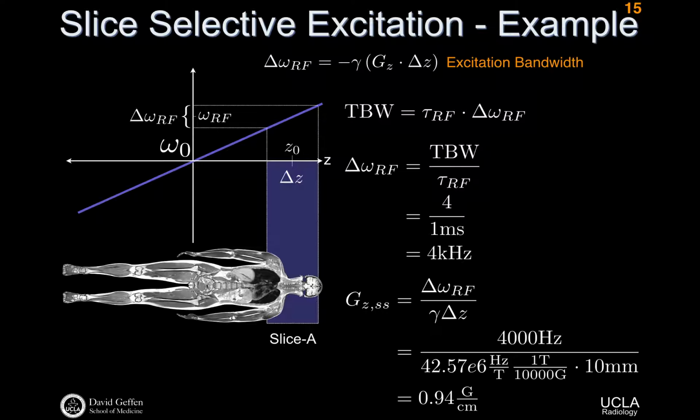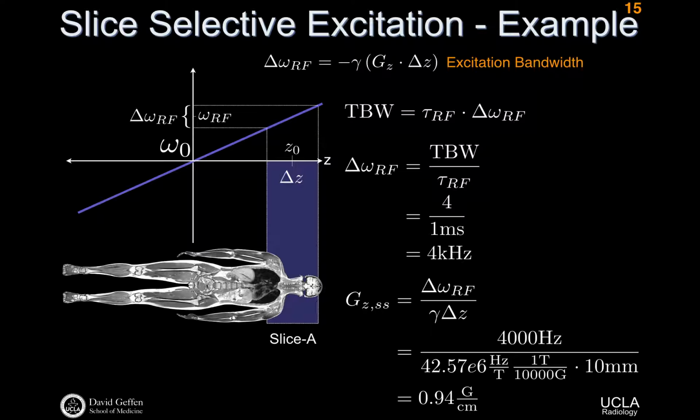Okay, so we've described before what we call the time bandwidth product for an RF pulse. It's one way of describing the quality of the RF pulse. And it's just the product of the duration of the pulse, tau RF, we use tau for times a lot, and delta omega RF, so the frequency content, the bandwidth, if you will, of the RF pulse itself.